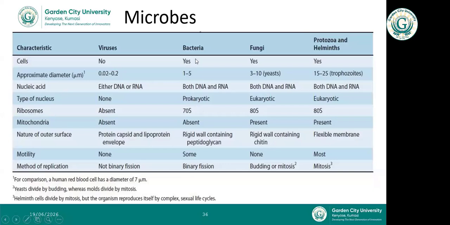For the nucleus, bacteria don't have a nucleus, so they are prokaryotic. Fungi and algae are eukaryotic. They have a true nucleus. Viruses don't have cells, so we don't expect them to have a nucleus. Ribosomes, they don't have because they are not cellular. Bacteria are prokaryotes, so they don't have membrane-bound organelles, but they have ribosomes. The ribosomes in bacteria are 70S. Ribosomes in eukaryotes, so fungi, protozoans, human beings, are 80S.